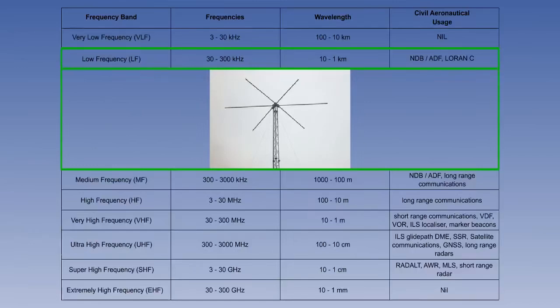Radio waves of different frequencies are used for different purposes. For example, low-frequency waves of between 30 and 300 kHz, and with a wavelength of between 1 and 10 kilometers, are used in long-distance navigation aids, such as the non-directional beacon, the NDB.